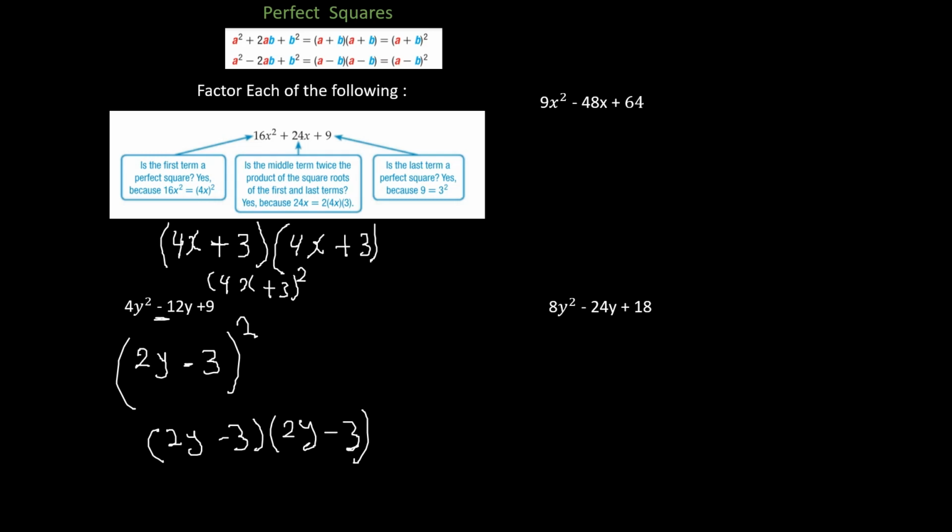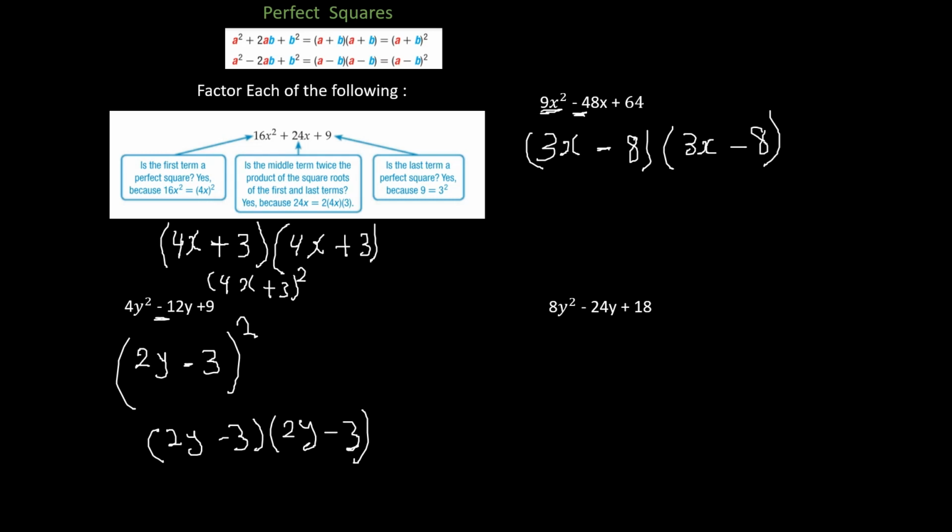In this example, the same, we have 9x to the power of 2 minus 48x plus 64. So we have to get the square root of 9x squared, which is 3x, and the square root of the other is 8. Then it's minus because the middle term is minus, then 3x minus 8 times 3x minus 8.